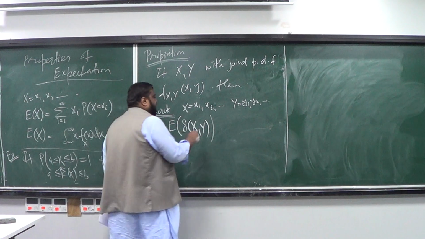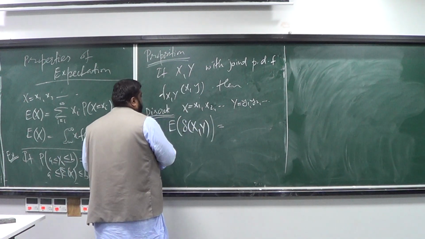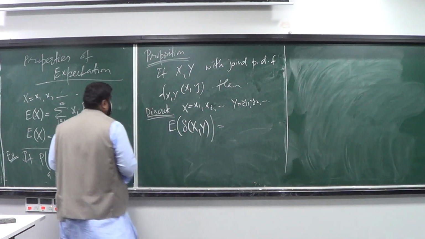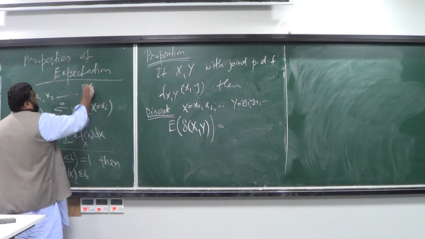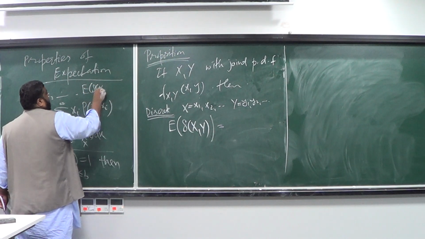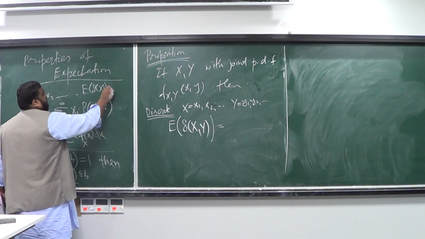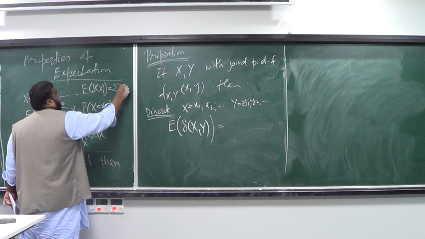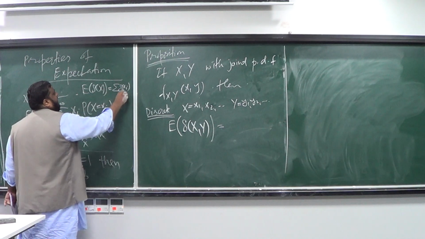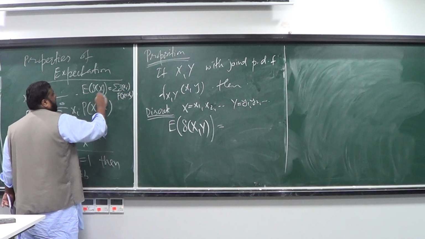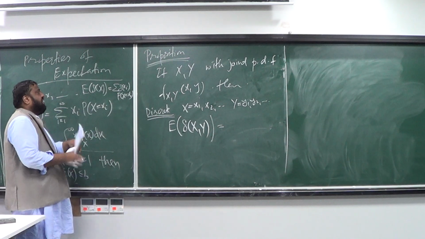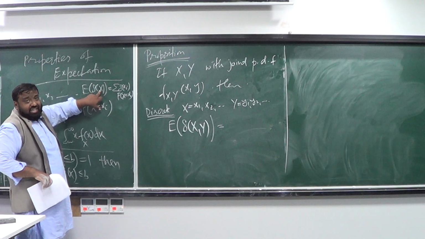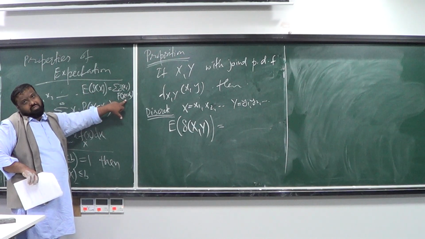Then the expectation of g of xy is going to be what actually? In one dimension we know the expectation of g of x. What was it? You compute g at each xi and multiply it with the probability of xi. So evaluate g at each of the points that x takes and multiply it with the corresponding probability.